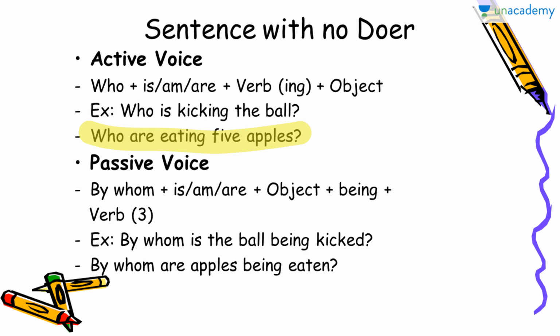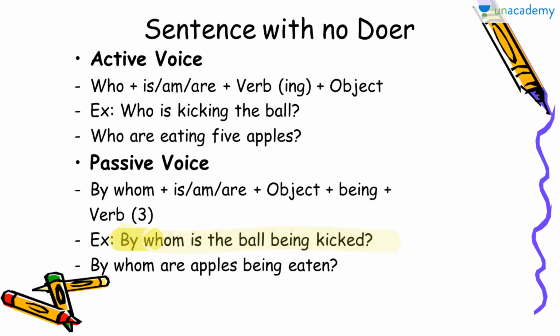So here it's a little bit tricky to use is, am, are. If you totally have no idea who is the doer, you can use is or you can use are. But if you know that this particular action is done by one person only, then you will use is, otherwise you will use are. In passive voice, we start our sentence with by whom, then is, am or are, which is according to the object which we get from the object of active voice, then being, and then verb third form. That's it. For example, by whom is the ball being kicked?